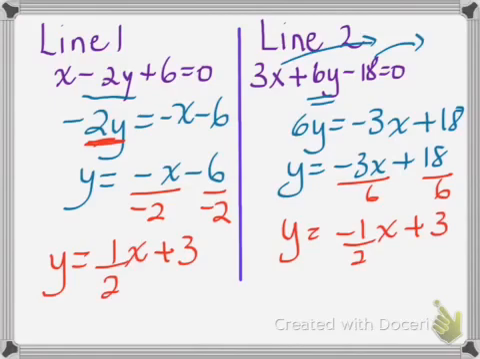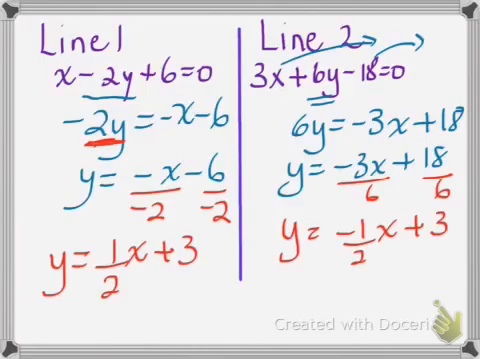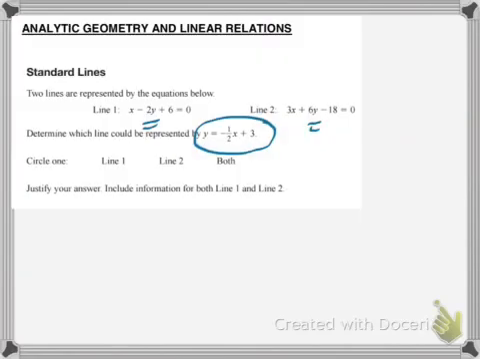If you recall, the question's asking us which equation matches the given equation. So line 1 had a positive slope and line 2 has a negative slope. The y-intercepts are the same for both. So I would conclude that line 2 is the correct line that matches the given line.